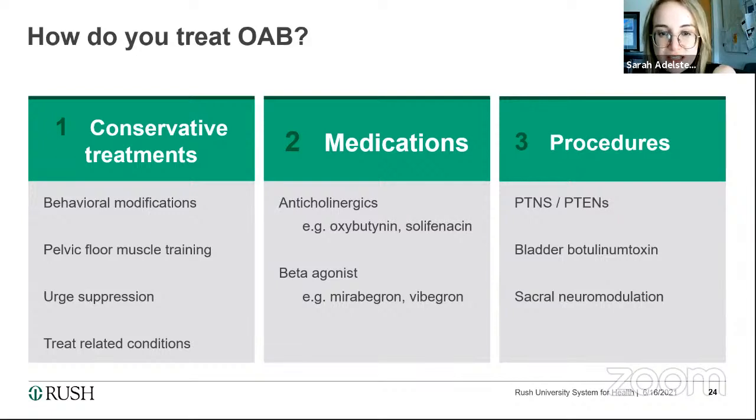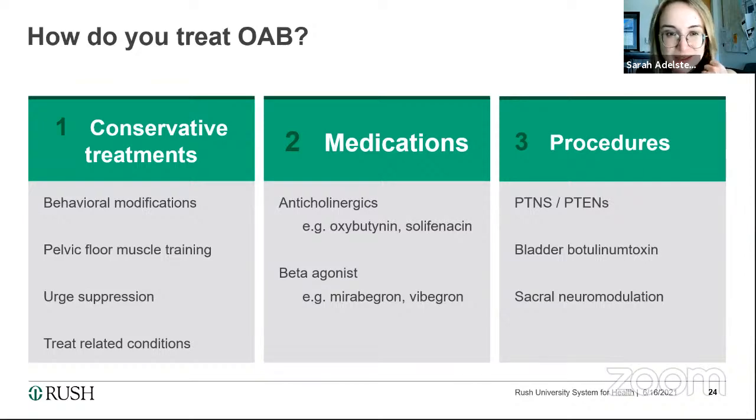There are medications, there are anticholinergic drugs. I'm sure we've all seen these advertised on TV, drugs like oxybutynin and solifenacin, okay? That's Ditropan and Vesicare that you've probably seen on TV. There are beta agonists like mirabegron and a new drug, vibegron, right? This is Myrbetriq and Gemtesa. So lots of different medication options, and then procedures, all right? There's a minimally invasive nerve modulating procedure called posterior tibial nerve stimulation. There's bladder botulinum toxin or Botox, and sacral neuromodulation, which is actually an implant, kind of like a bladder pacemaker.